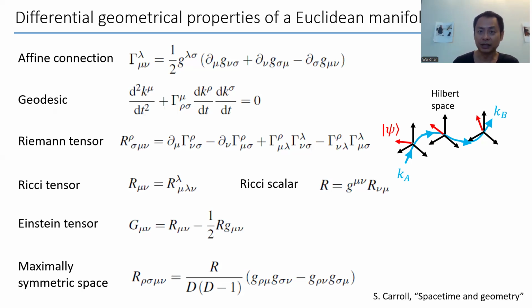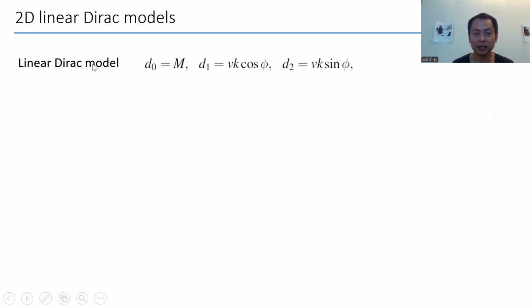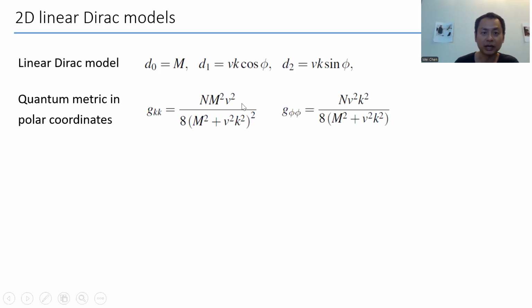Now, what I found is that the manifold actually possesses a lot of very interesting properties. First of all, let's fix a model. Let's use a linear Dirac model in 2D. So now the Hamiltonian contains a mass term that determines your topology, and the Fermi velocity times a momentum along the x direction, which if you write it in polar coordinates looks like this, and the momentum in the y direction, which if you put it in polar coordinates looks like this. Okay, and then you go ahead and calculate the quantum metric using the formula that I've shown you earlier, and it looks like this.